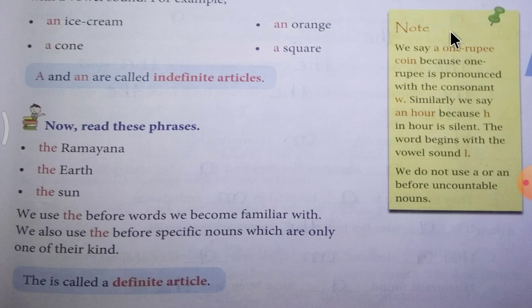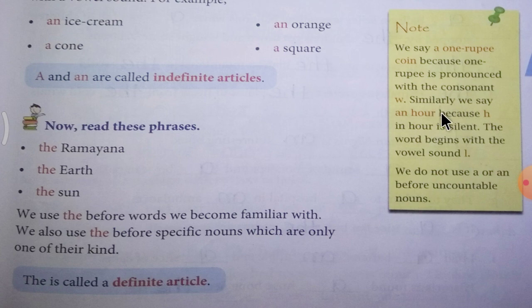Now let's see, here a note is given. We say a 1 rupee coin. Why? See, the spelling of one starts with O, which is a vowel. But 1 rupee is pronounced with the consonant W. The spelling is O-N-E, but we are not saying on rupee, we are saying 1 rupee. So the pronunciation starts with W, and W is a consonant, so we put a.